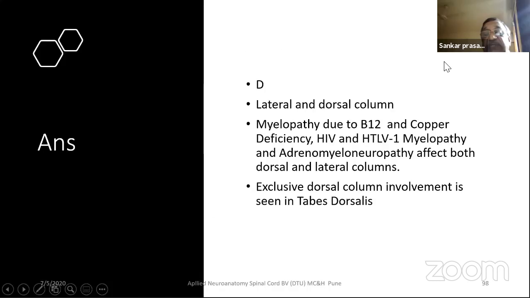Myelopathy due to B12 and copper deficiency, HIV and HTLV-1 myelopathy, adrenomyeloneuropathy all affect both dorsal and lateral columns. You should keep this in mind when you have to discuss this case. You have to read and keep short notes about all these differential diagnoses. Exclusive dorsal column involvement is in tabes dorsalis.